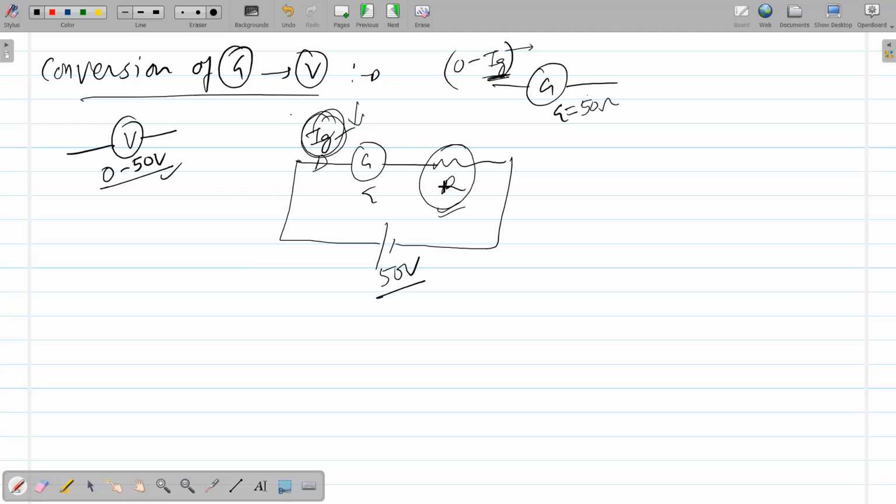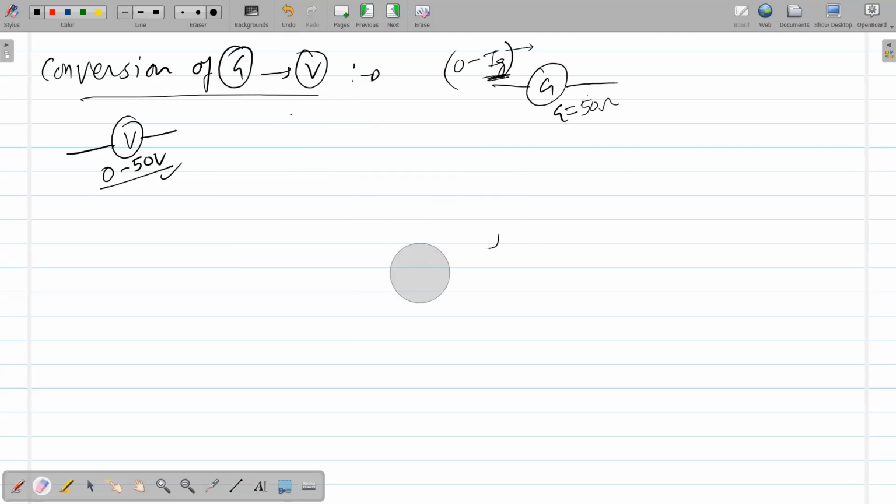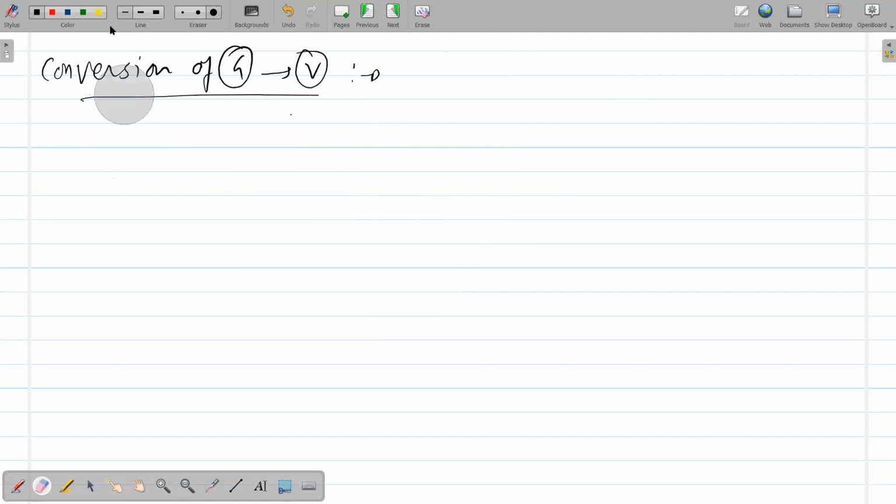right everyone? Just like the previous case, where we were connecting a parallel resistance, here we are connecting a series resistance, and the requirement is very clear. Why do we need to connect in series? Because we don't want to pass a current greater than the current range of the galvanometer.